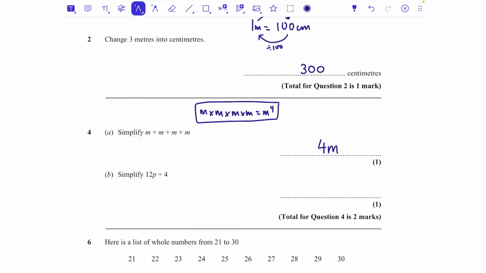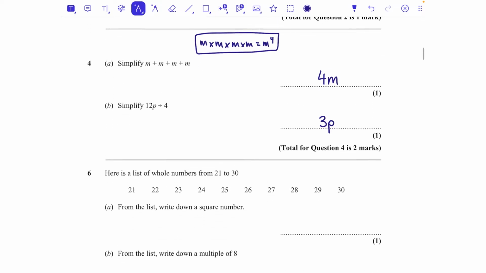Simplify 12p divided by 4, and that is going to be 3 lots of p. If you've got 12 lots of p, dividing it by 4, it's going to be 3 lots of p.